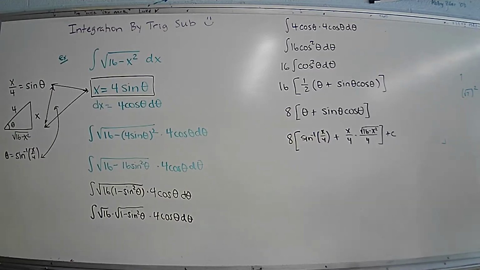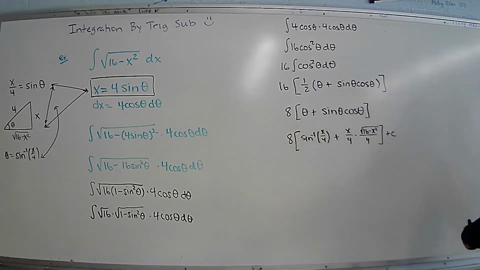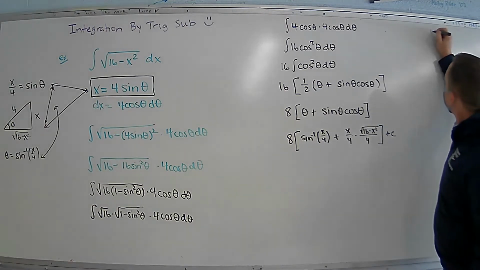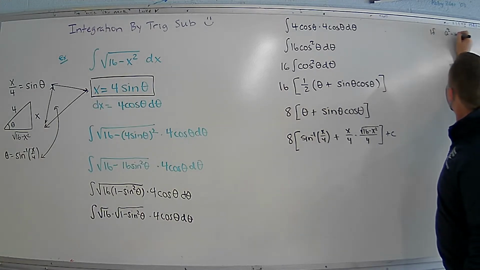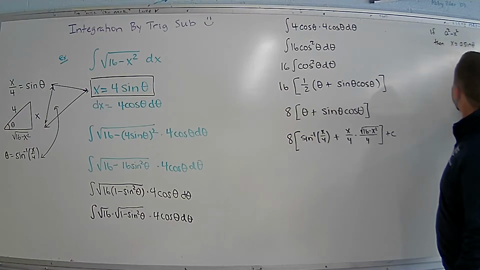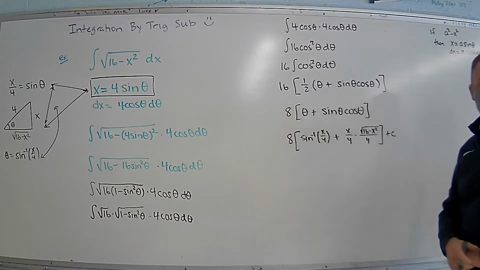So let's make a statement, make a rule. If we have something of this form, a squared minus x squared, then x is going to equal a sine theta. And dx is going to equal a cosine theta d theta.